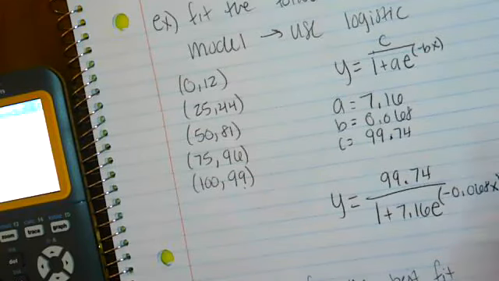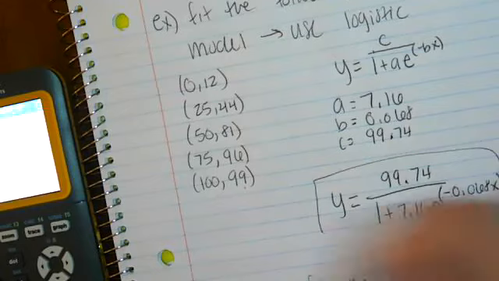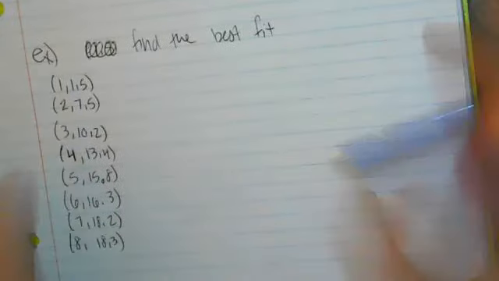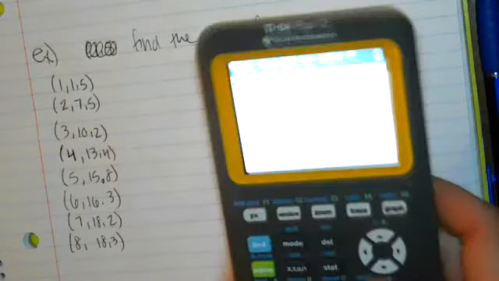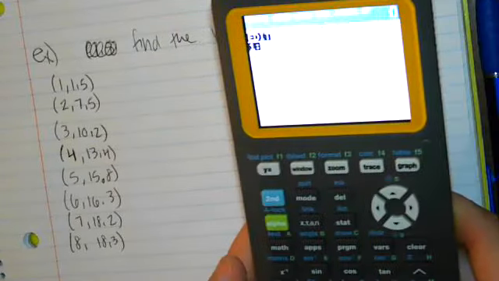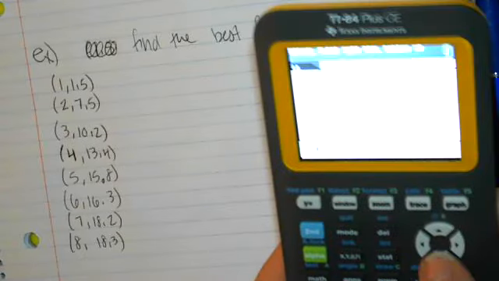All right, that is a logistic model for those data points. Okay, one more example. And this one again is just telling you, go ahead and find the best fit model. So go to Stat, hit Enter for edit, clear out those lists. Go ahead and put all the X values in for your list 1, all the Y values in for your list 2.